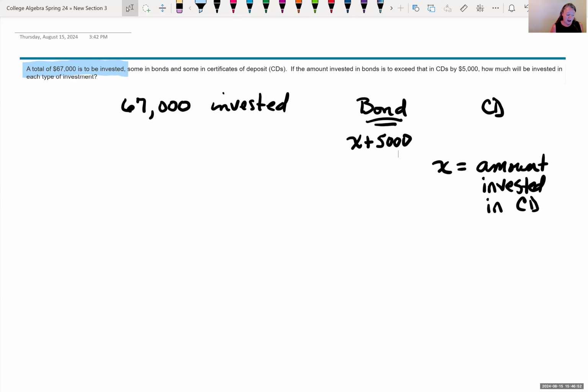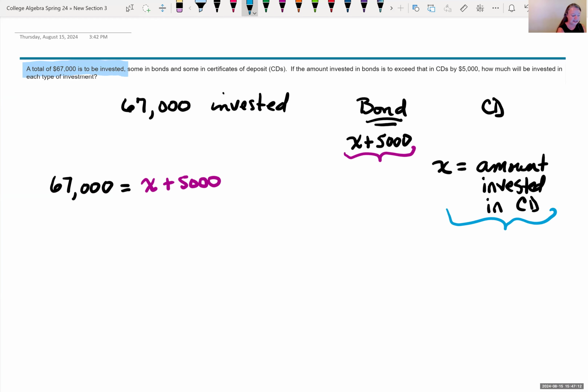So we have $67,000 that we're investing. And we know that we're investing some in our bonds, but the amount that we are investing in our bonds is x plus 5,000. And then the amount invested in our CDs is x. So we want the amount invested in our bonds plus the amount invested in our CDs. So part of the problem is determining what your variable is going to represent, then setting up the equation to answer the problem. And so now we can solve that equation we set up.